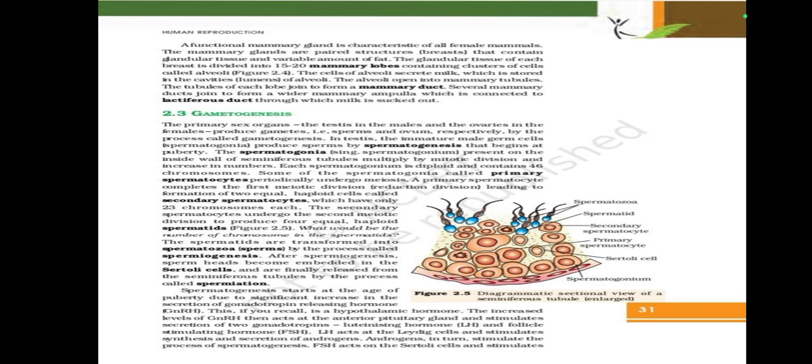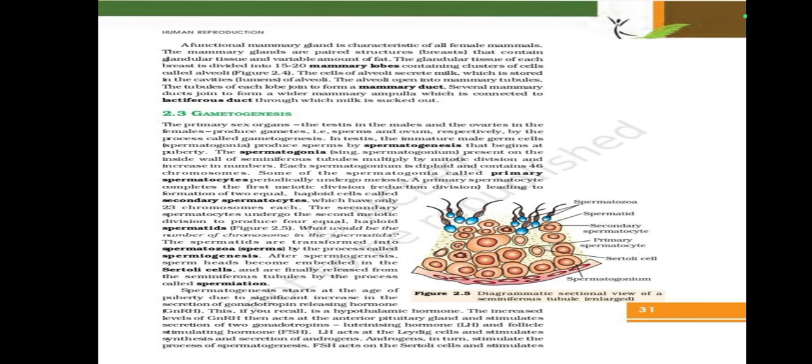Primary spermatocytes complete the first meiotic division, reduction division, leading to formation of two equal haploid cells called secondary spermatocytes, which have only 23 chromosomes each. The secondary spermatocytes undergo the second meiotic division, forming spermatids. Figure 2.5. What would be the number of chromosomes in the spermatids? The spermatids are transformed into spermatozoa, sperms, by the process called spermiogenesis.